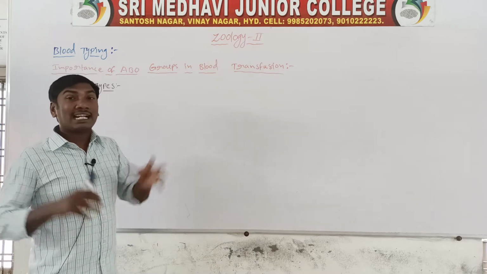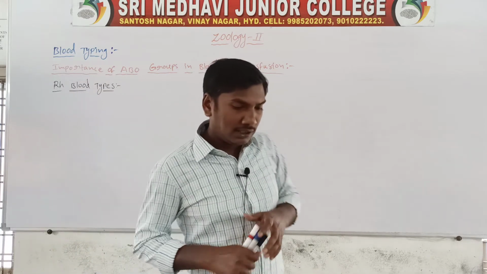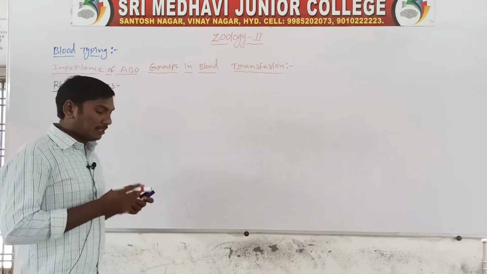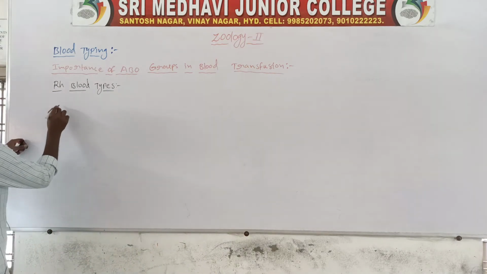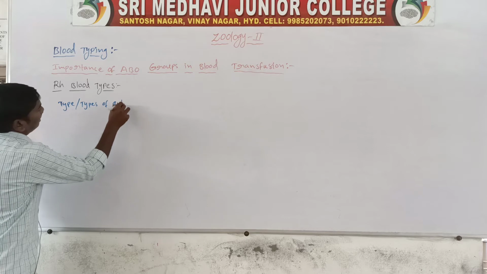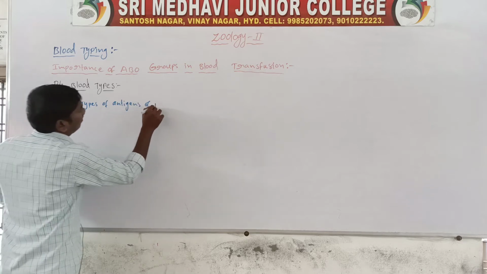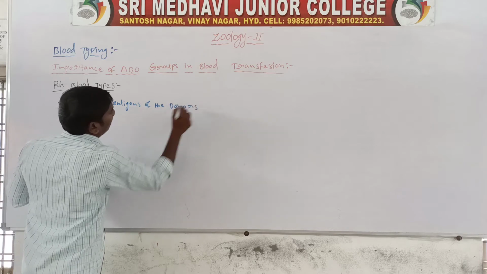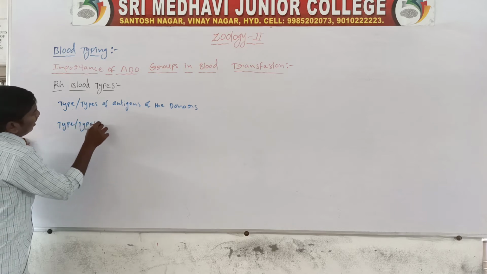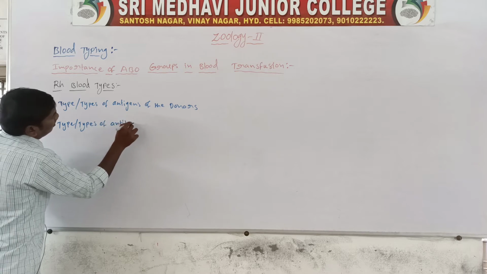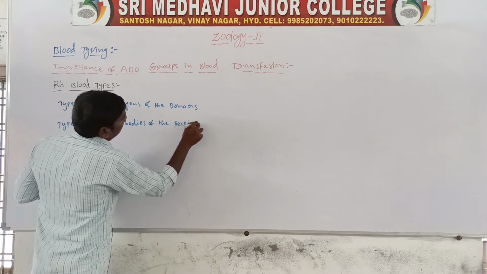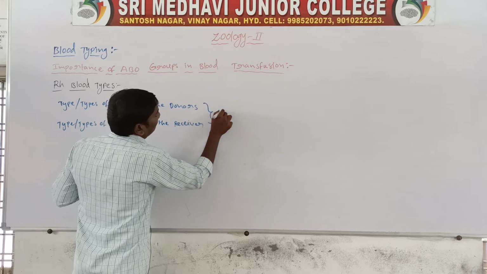First, the consideration. In blood transfusion, the type of antigens of the donor and the type of antibodies of the receiver are considered. These two are considered.